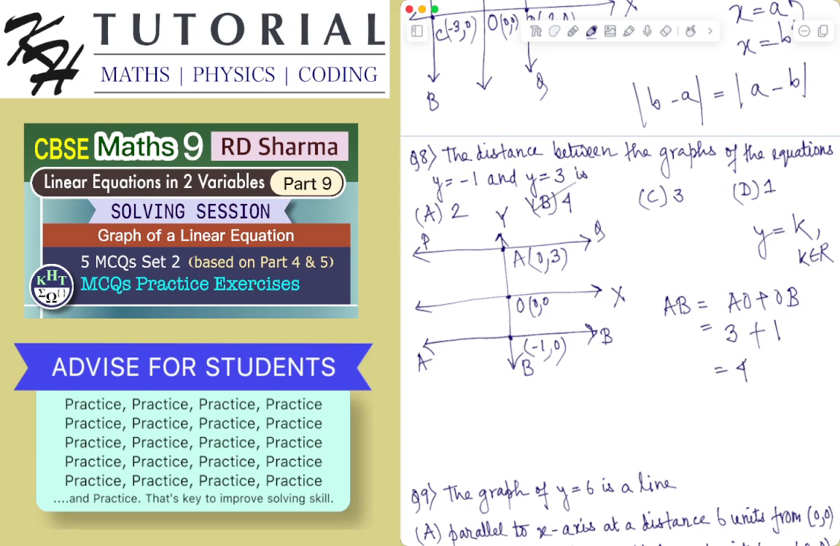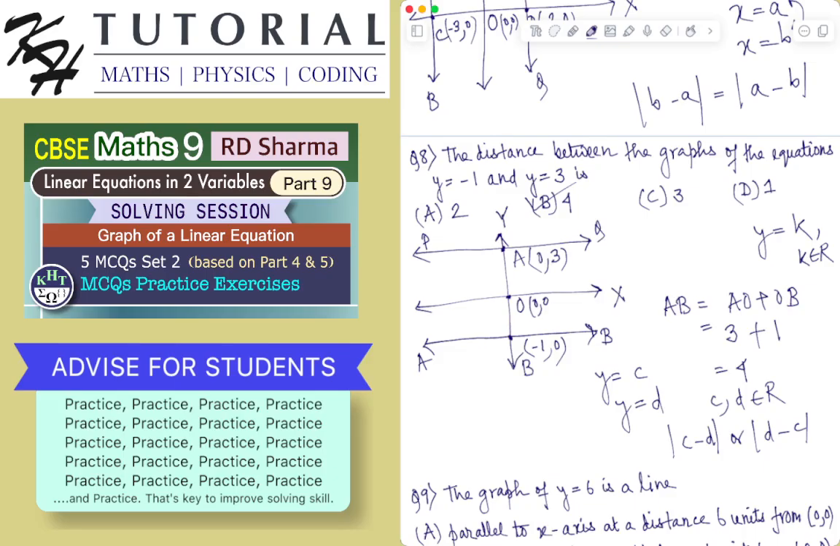Now immediately, how can you find the distance between the graphs? The distance between the graphs of two equations of the form, let's say, y equals C and y equals D, where C and D are some real numbers, will be mod of C minus D or mod of D minus C.